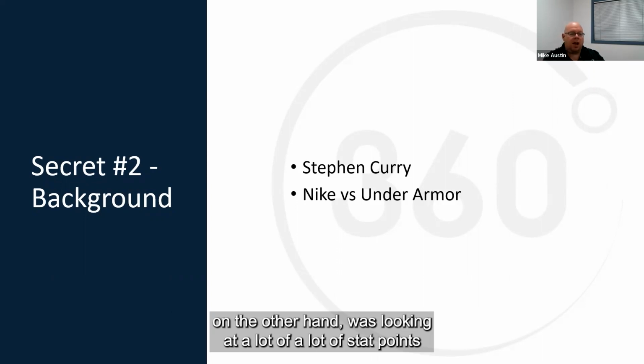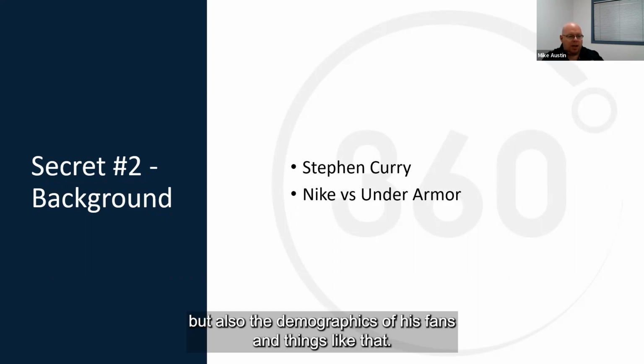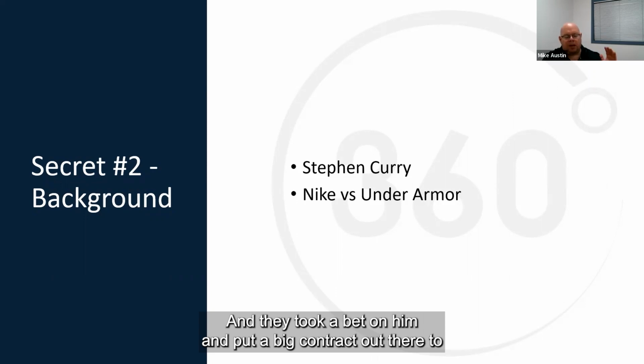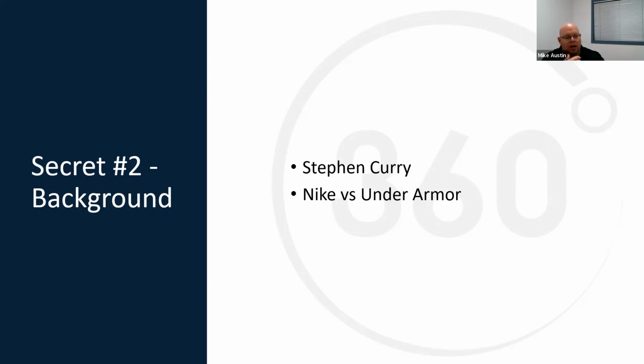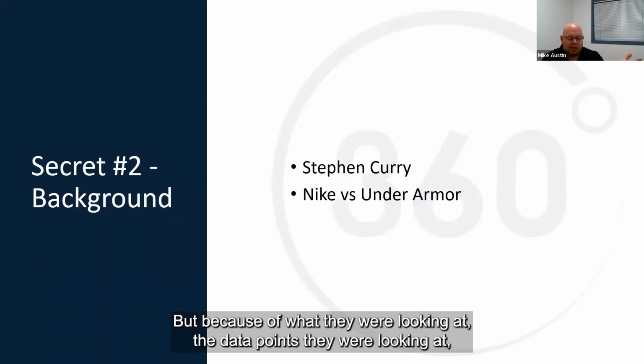Under Armour, on the other hand, was looking at a lot of stat points and realized a lot of things about Steph and the trajectory of his career, but also the demographics of his fans and things like that. And they took a bet on him and put a big contract out there to overtake Nike's contract. And Nike had the right to match Under Armour, but because of the data points they were looking at, they chose not to.